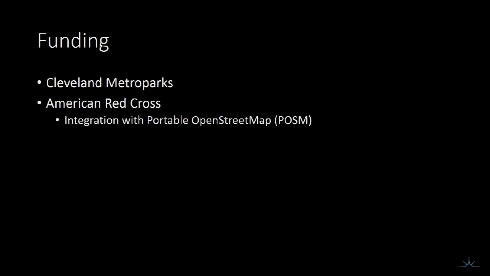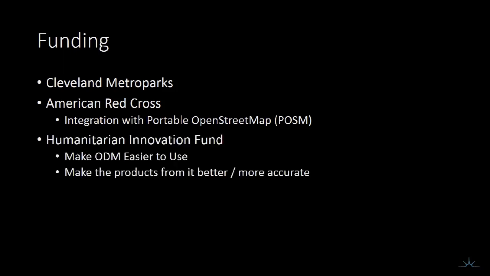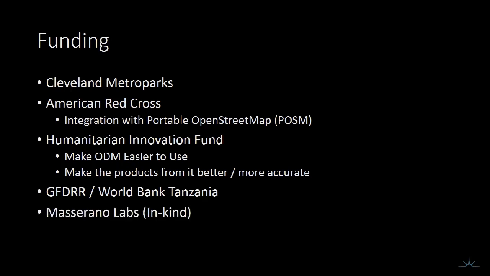Funding. First of all, we started at Cleveland Metro Parks. We've gotten funding from American Red Cross, the Humanitarian Innovation Fund, Global Facility for Disaster Reduction and Recovery, World Bank. Tanzania have just funded a round. We had a kickoff meeting yesterday to start working on some really cool stuff, and I'll show you where we're going with that. Maserano Labs, which is Piero Tofanin, has done a lot of in-kind work, and then Dakota Benjamin, who's now with Humanitarian OpenStreetMap, has done some in-kind work.